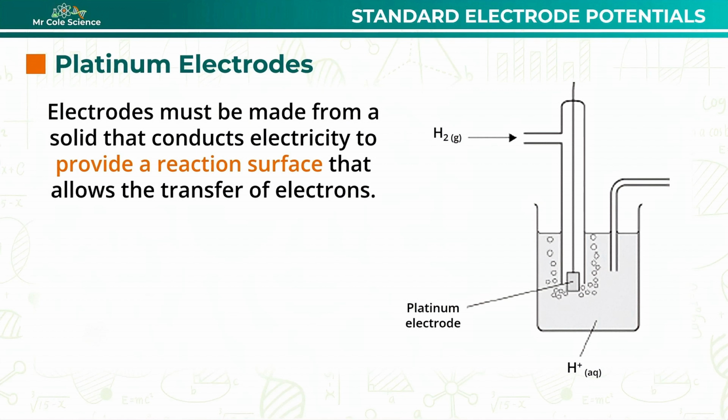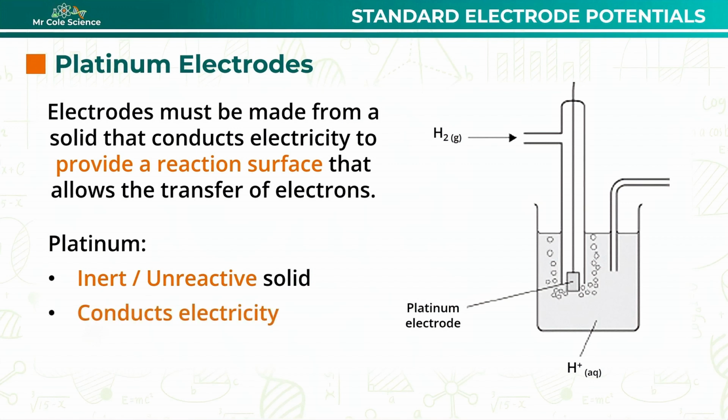So scientists needed to find an alternative. Platinum is used as our alternative for two reasons. Firstly, it's a solid that is inert or unreactive, so it won't react with the solution of H+ ions inside of our standard hydrogen electrode. Secondly, it conducts electricity, so it will allow the transfer of electrons necessary for the oxidation and reduction reactions to occur.